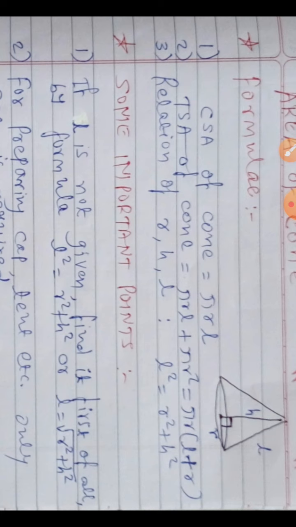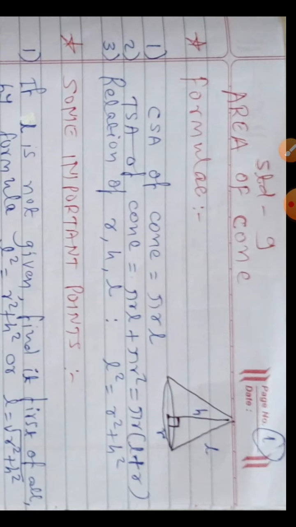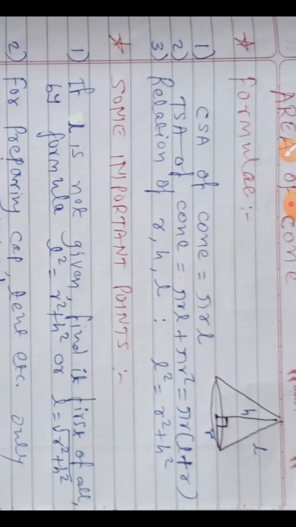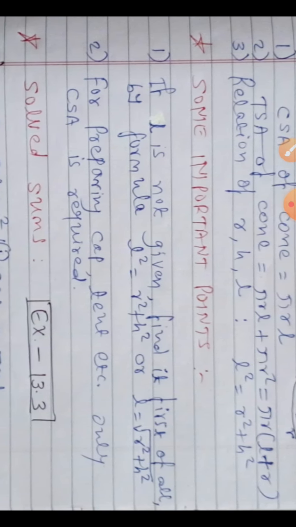So if L is not given, you have to find L first of all. That you have to understand. Without L, we cannot find CSA or TSA. Whatever area is asked, for that purpose L is necessary. Keep in mind, many students make the mistake of placing the value of H in place of L. That is wrong, and it will lose your whole marks for that question. So remember this.